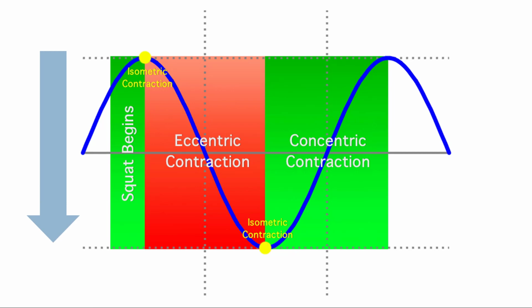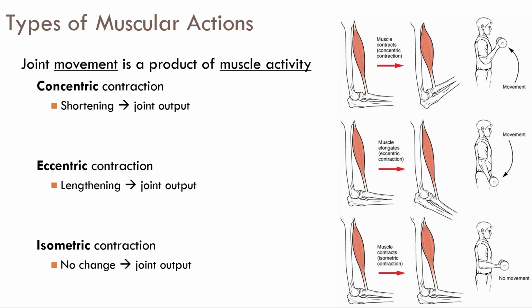So when we look at the three types of muscle contractions, we're looking at concentric, and the traditional way is to look at it as you're shortening. You're looking at the joint output, the two bones are getting closer together, and you are shortening. Eccentric contraction, the muscle is lengthening, the two joint segments are getting further apart. And then with isometric contraction, there's no visible change in joint output. And you can see these depicted here on the right.